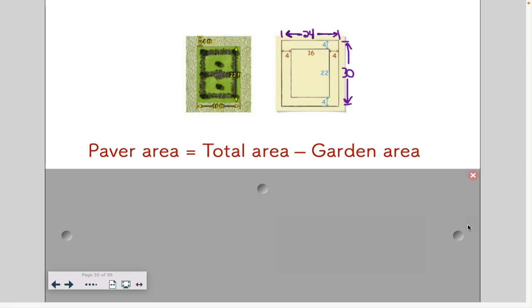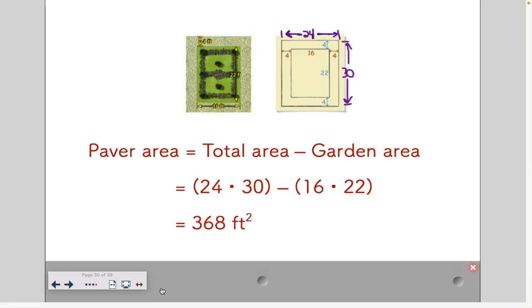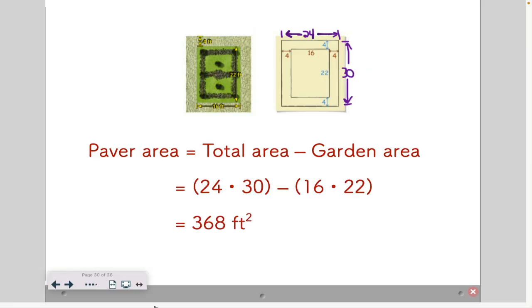Anybody feel like they can give us the second botany one? Sawyer: 368 square feet, nice job. In general, I don't know if anybody did what I did. I did the area of the entire thing and I subtracted out the area of the garden. It's just a simple calculation. You end up with 368 square feet. Okay, please be careful on the 3 at the bottom.